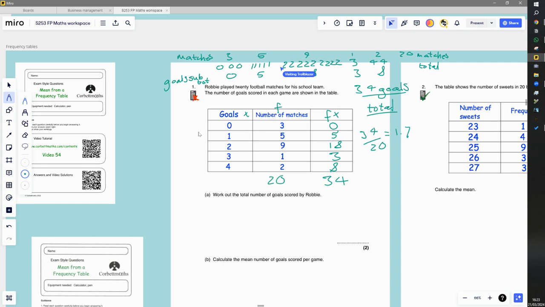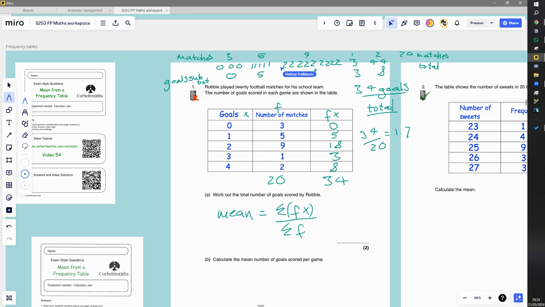So then, the mean, now we can see, is going to be equal to the sum of fx. You might have seen that symbol, which means the sum of. Because that's fx, that's the fs, so then we add them all together. So the total fx, and then we divide it by the sum of f.